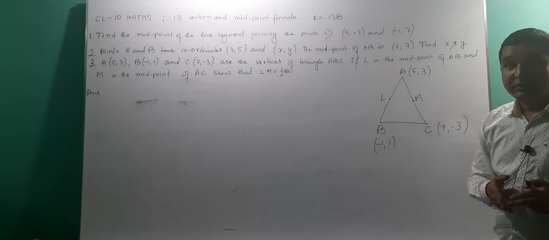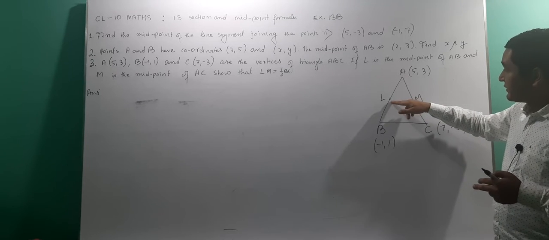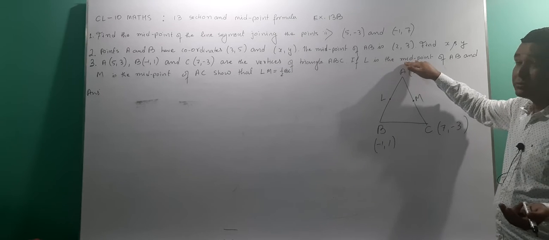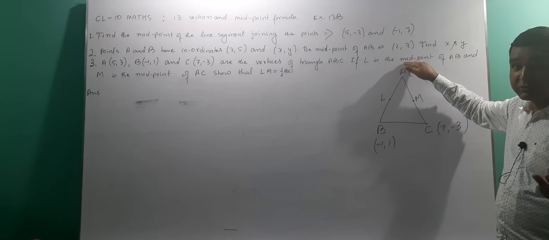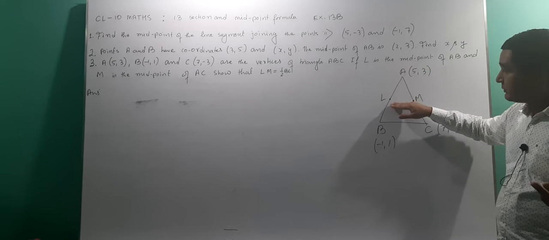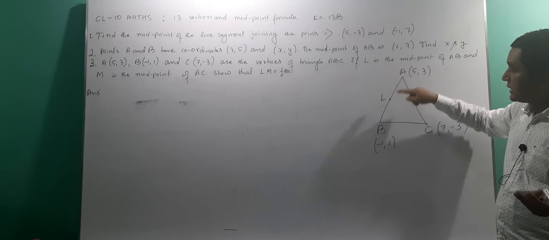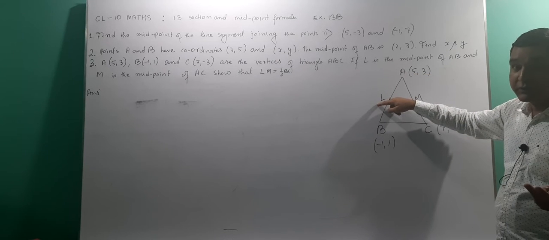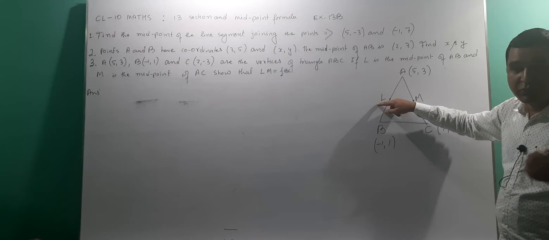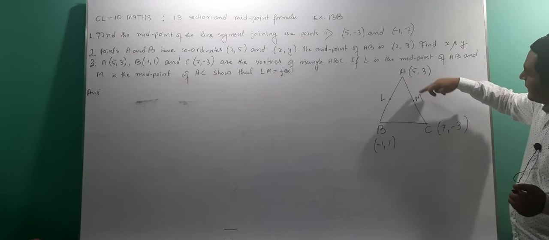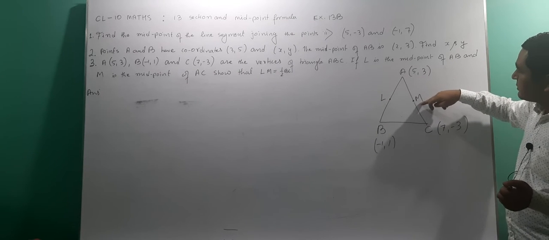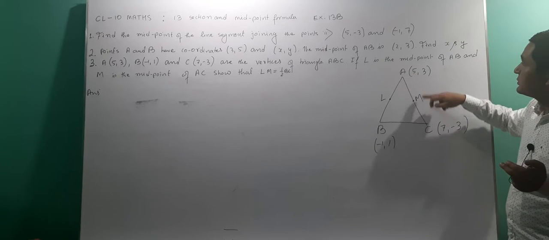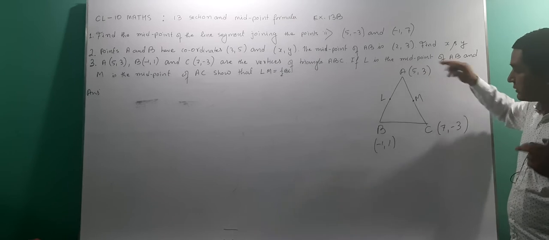Before going to solve the question, first we need the coordinates of L and M. How do we get them? It is already mentioned that L is the midpoint, so we will use the midpoint formula. L is the midpoint of A and B, so we use the coordinates of A and B to get L. Similarly, M is also a midpoint, and by using the coordinates of A and C, we will get the coordinates of M using the midpoint formula. Okay, let's do it.